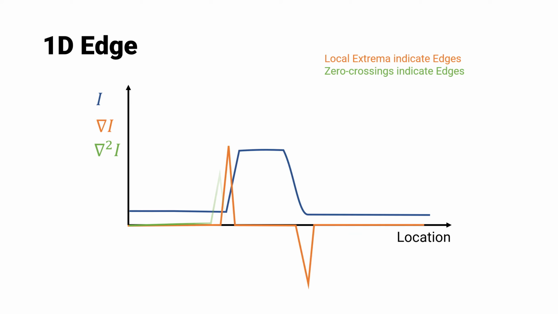Instead, what we can do is take the second order gradient. With the second order gradient, we just have to look for zero crossings. It becomes a much simpler problem to model in optimization. And so that's what we are going to use in today's video.